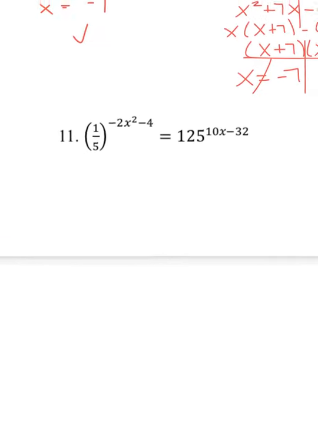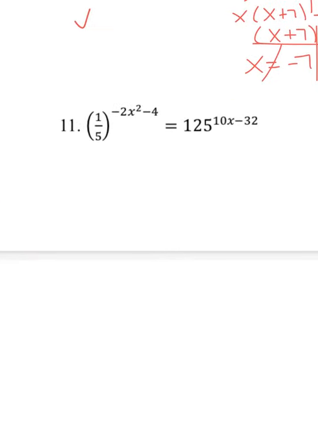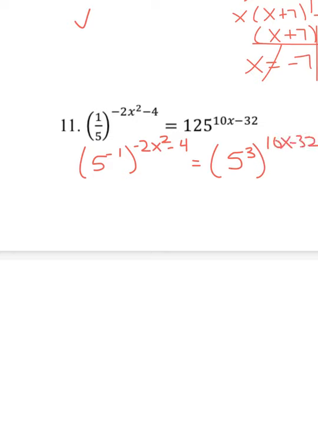And then number 11, we have 1/5. I'm going to rewrite this as 5 to the negative first, raised to the negative 2x squared minus 4, equals 125, which is 5 to the third, raised to the 10x minus 32. So then my equation, power to power again, you multiply, would be positive 2x squared plus 4 equals 30x minus 96. This is a quadratic equation.